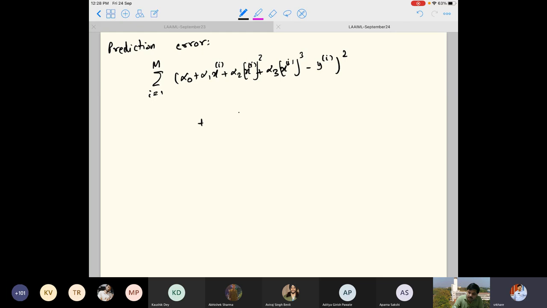And similarly, the sum for i equal to m plus 1 to n of alpha 4 plus alpha 5 xi plus alpha 6 xi square plus alpha 7 xi cube minus yi, the whole square. This is what you will have coming out of the polynomial q. And what is the condition? Another condition that you have.